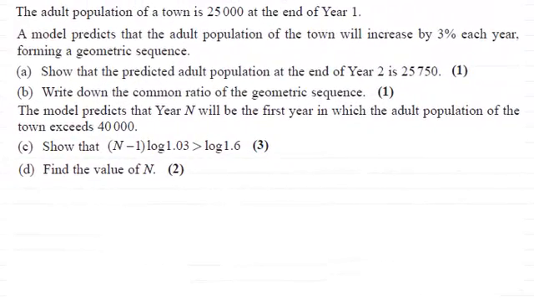Hi there. Now for this question, we're told that the adult population of a town is 25,000 at the end of year 1. And a model predicts that the adult population of the town will increase by 3% each year, forming a geometric sequence. And we've got to show for the first part that the predicted adult population at the end of year 2 is 25,750 for 1 mark.